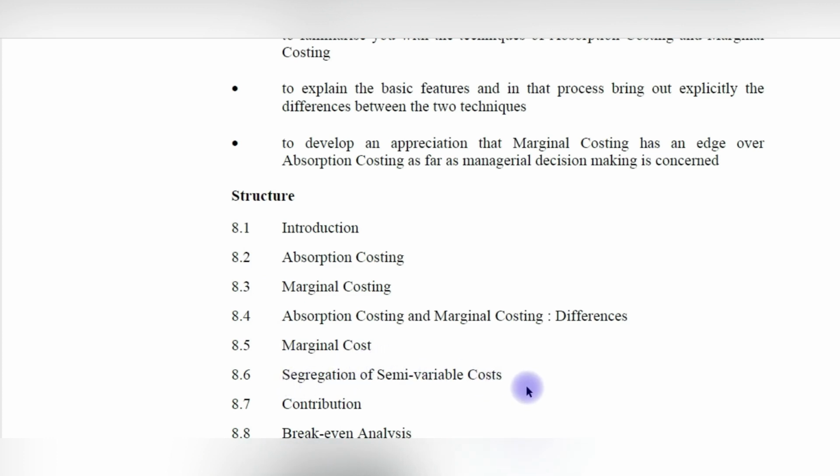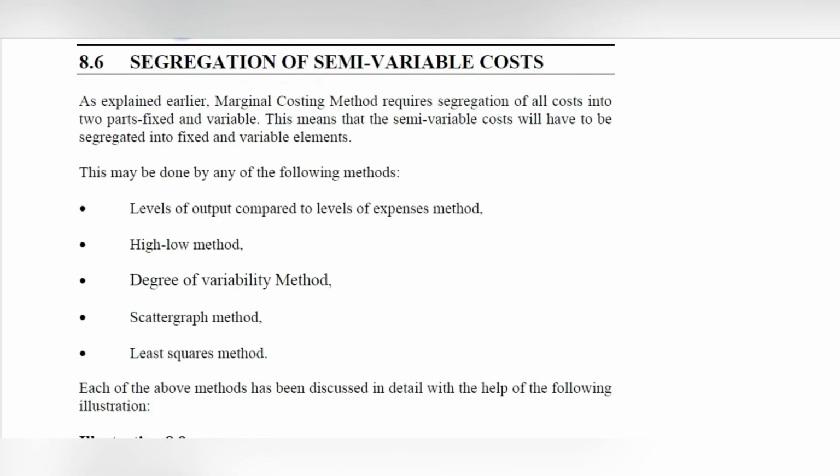Semi-variable costs means those costs which have both a fixed component and a variable component. In such cases, how to segregate, how to divide variable costs separately and how to find them, that is the topic for this video. Let us jump to the topic. Right. Segregation of semi-variable costs.